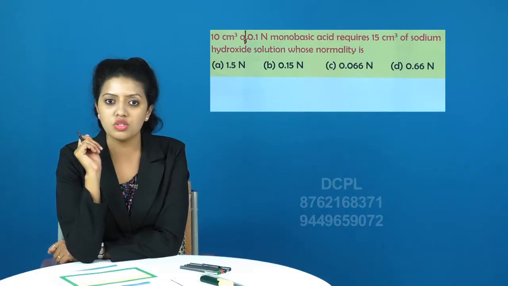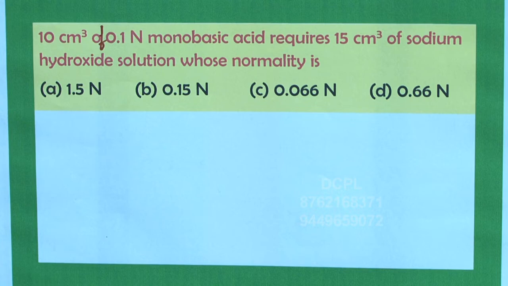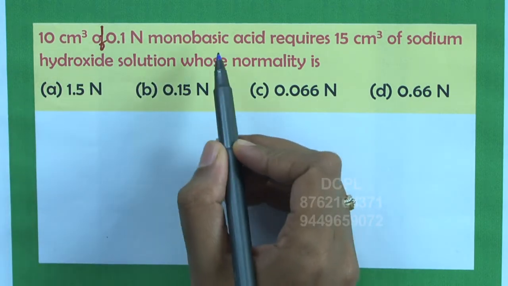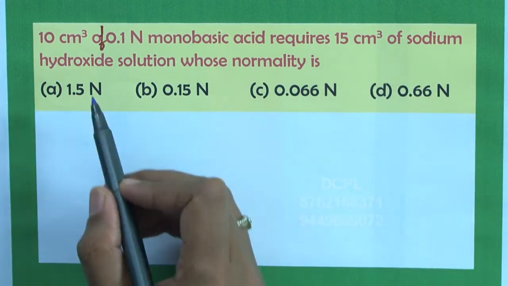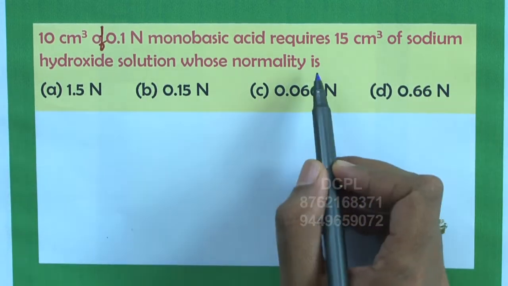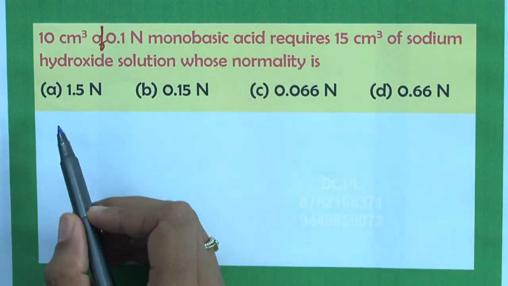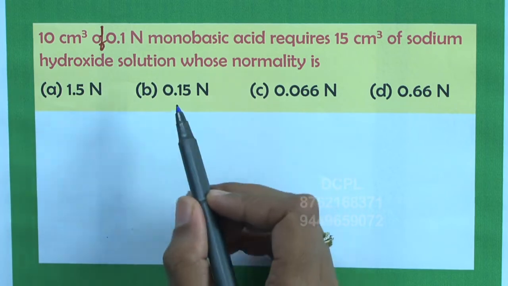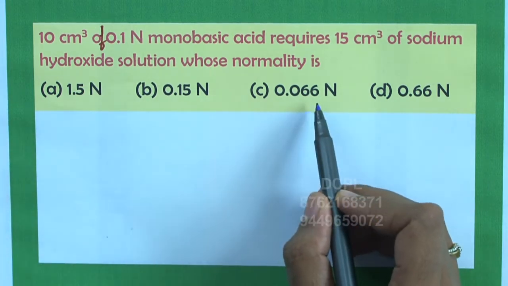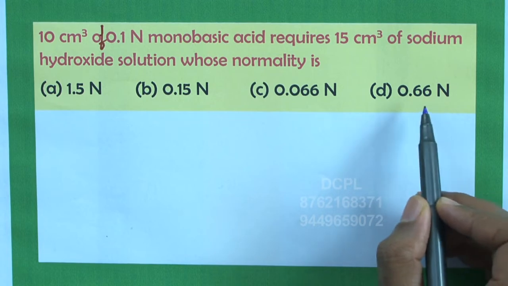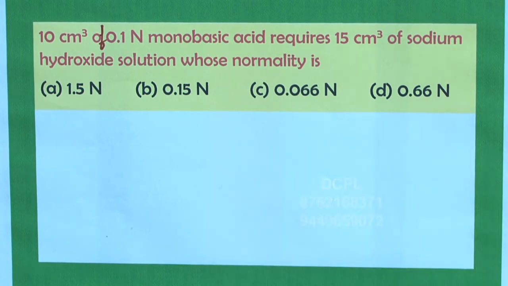The next question goes in this order. 10 cm cube of 0.1 normal monobasic acid requires 15 cm cube of sodium hydroxide solution whose normality is: the options are A, 1.5 normal, option B, 0.15 normal, option C, 0.066 normal, and option D, 0.66 normal.